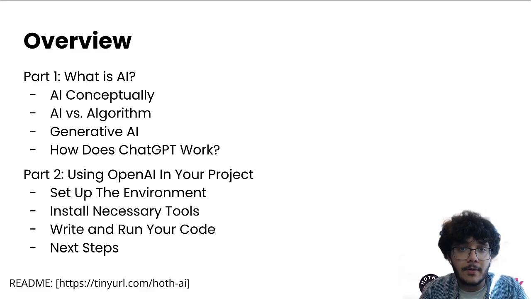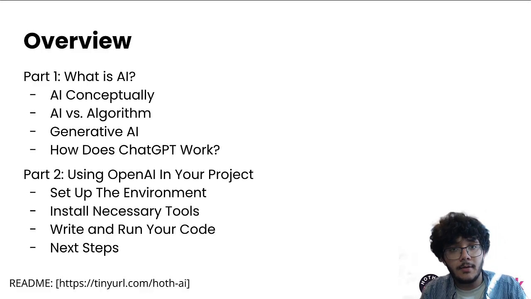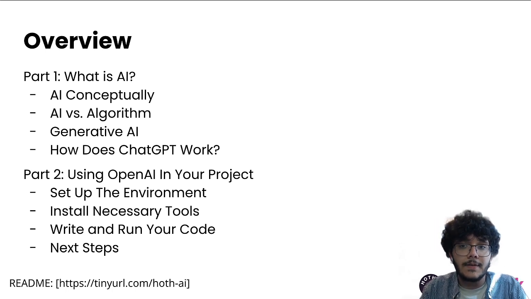Here's an overview of everything that's going to be covered in this presentation. I'll start by going over what is AI, so we'll talk about it conceptually, and then how it differs from an algorithm. Then we'll dive into generative AIs like ChatGPT, and then for the second part of the project, I'll walk you through how to use OpenAI in your project step by step.